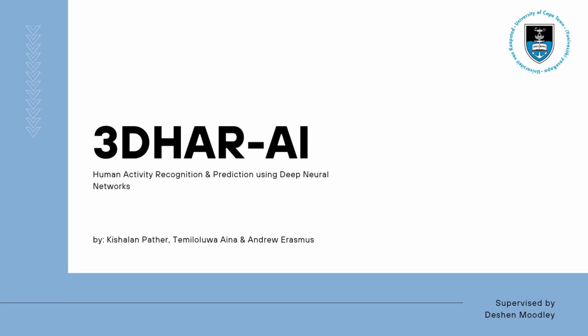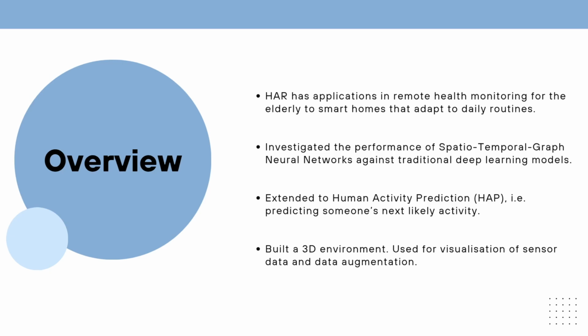Let me introduce you to our project, 3D Human Activity Recognition, or 3DHAR-AI for short. The growing field of HAR sees many applications, from remote health monitoring for the elderly to smart homes that adapt to our daily routines. In our work, we investigated the performance of 3 state-of-the-art spatio-temporal graph neural networks against traditional deep learning models, setting clear performance benchmarks.